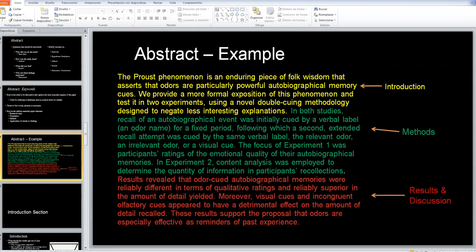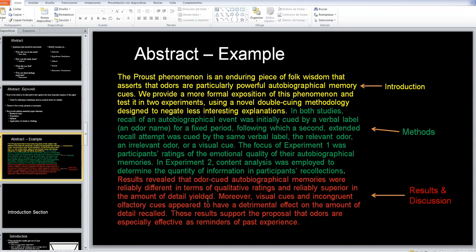And here's an example of an abstract. This is one of the studies that I uploaded as far as an empirical study. It's called the Proust phenomenon. Here's a little bit of an introduction, here's a little bit about the methods, and here's a little bit about the results and discussion.